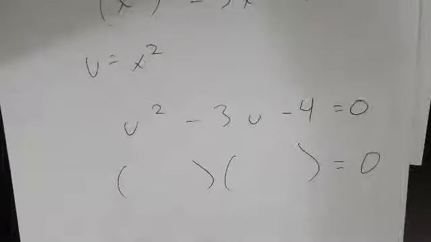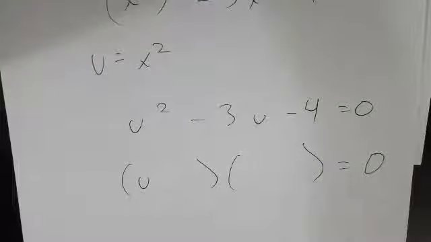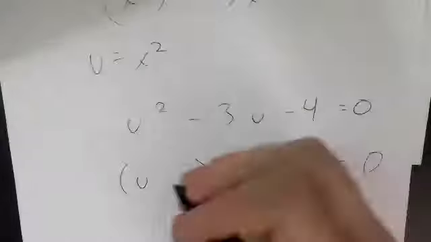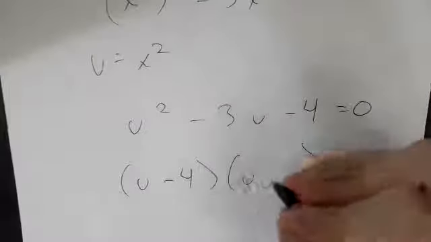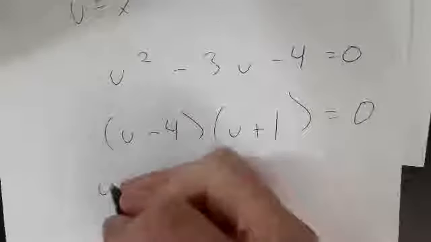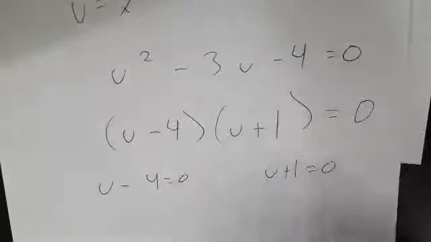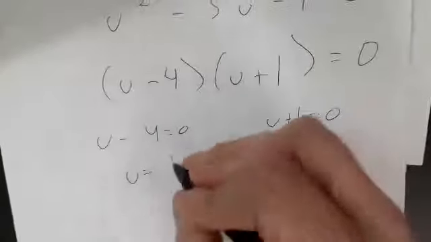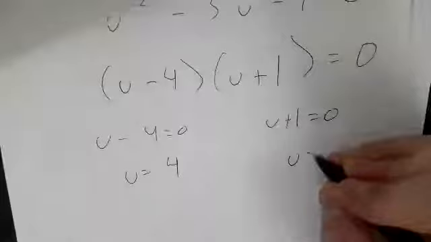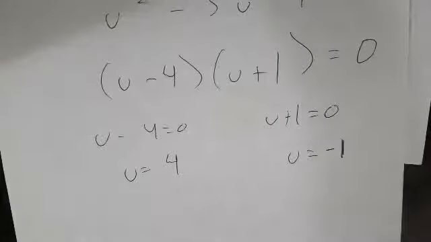And if we do the U substitution, I won't spend too much time. You should know how to factor this thing. This is U minus 4, U plus 1, I believe. And if we solve this, U minus 4 is 0, and U plus 1 is 0. This is going to give me U equals 4. This is going to give me U equals minus 1 when I solve these things.